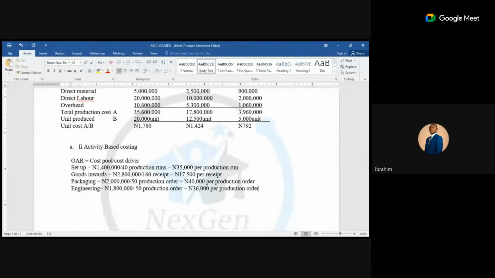Meaning that one production order under engineering will cost 36,000 naira, because these are the things that they want to charge into production, right? Activity-based costing is charging into production based on the numbers of production runs. It is not that it is accumulating costs like the traditional approach. In the traditional approach, we say because we have 3-bedroom flats, because we have 6 units. Is that not so? Because we have 6 units.